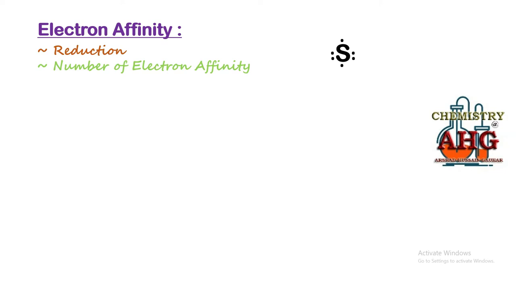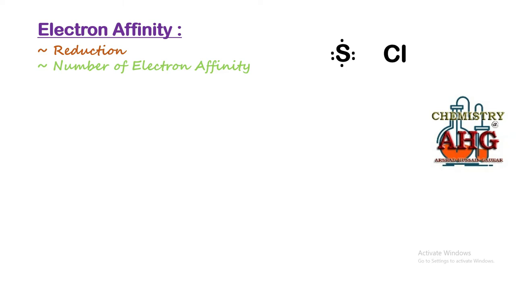Why 2? Because sulfur will gain one electron, that will be known as first electron affinity, but after gaining one electron, the valence shell of sulfur will not be completed, so sulfur will gain one more electron. When sulfur will gain the second electron, that electron affinity would be known as second electron affinity. So for sulfur, how many electron affinities are possible? 2. Let's take another example.